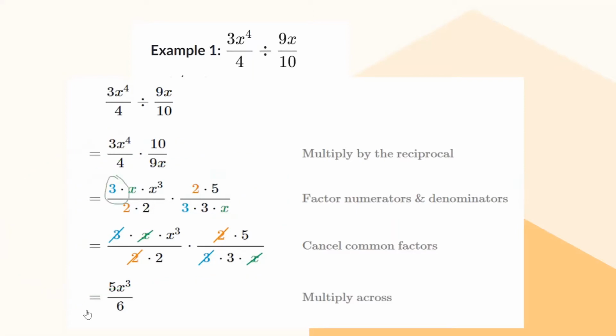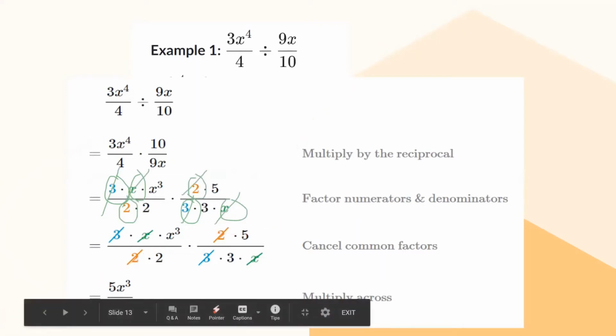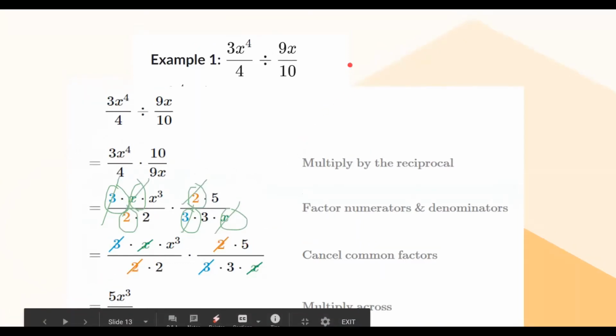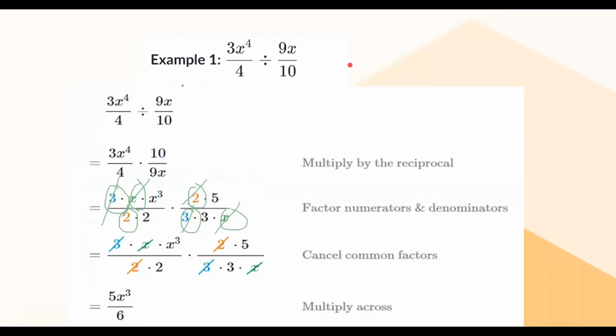You have 3 at the top, 3 at the bottom, they cancel out. X here, they cancel out. You have 2 here, they cancel out. And there you go, right? Once you're done canceling out your common factors, you are supposed to multiply across and you should get your answer.